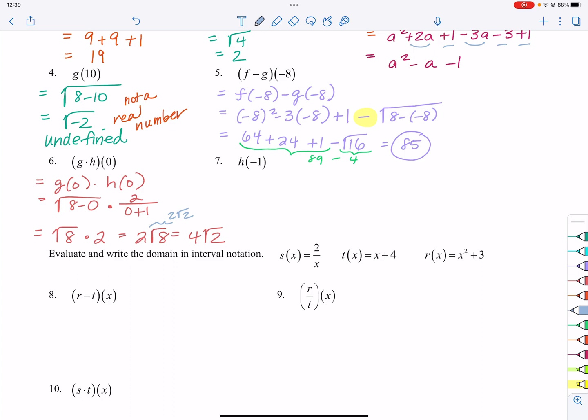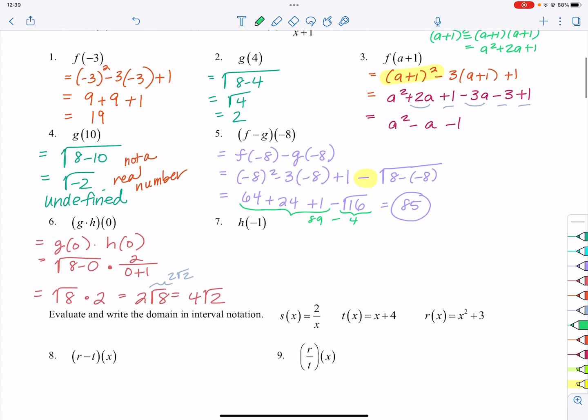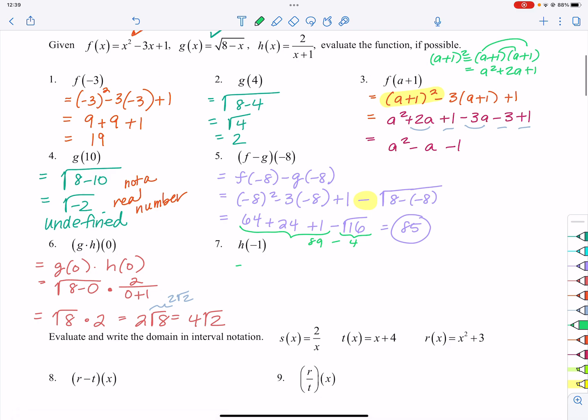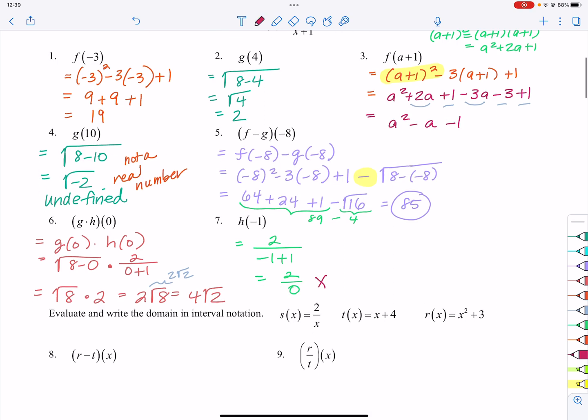Okay, taking a look at number 7, h of negative 1. So h of negative 1 is 2 divided by negative 1 plus 1. That's 2 divided by 0, and that is undefined.